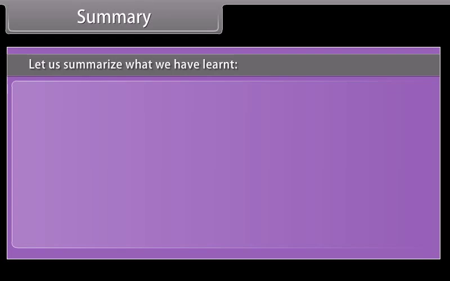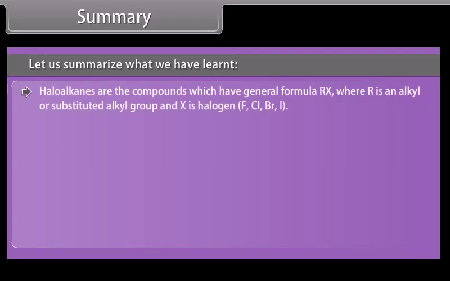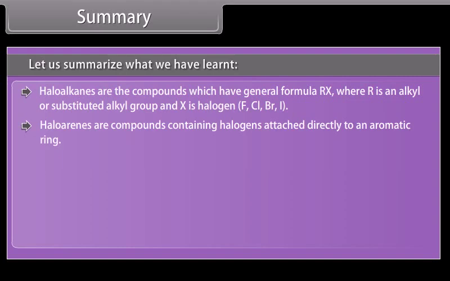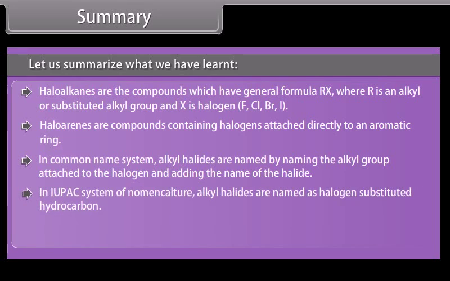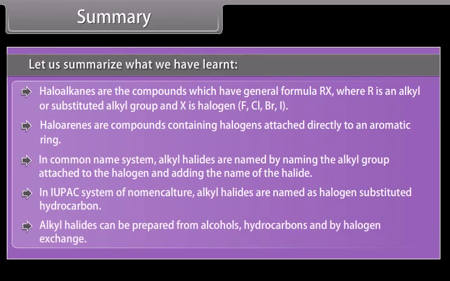Summary. Let us summarize what we have learned. Haloalkanes are the compounds which have the general formula RX, where R is an alkyl or substituted alkyl group and X is halogen: F, Cl, Br or I. Haloarenes are compounds containing halogens attached directly to an aromatic ring. In the common name system, alkyl halides are named by naming the alkyl group attached to the halogen and adding the name of the halide. In the IUPAC system of nomenclature, alkyl halides are named as halogen-substituted hydrocarbons. Alkyl halides can be prepared from alcohols, hydrocarbons, and by halogen exchange.